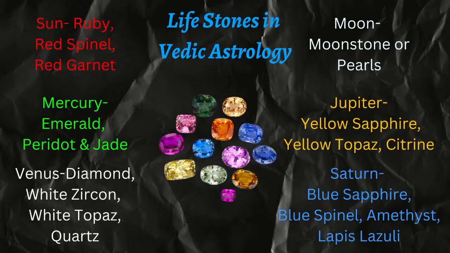For Mercury, if you were a Gemini or a Virgo ascendant, you're going to want to work with emerald, peridot, or jade. Tsavorite could be another one that you could work with. That's actually a green form of garnet. Venus, so if you're a Taurus or a Libra lagna, the life stone for you would be diamond, white zircon, white topaz, or quartz. And then, so on and so forth here.